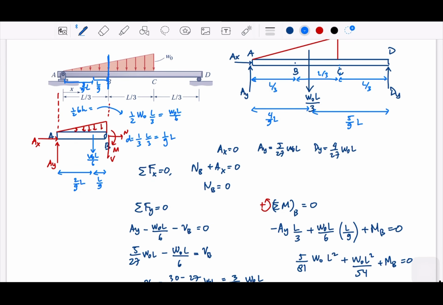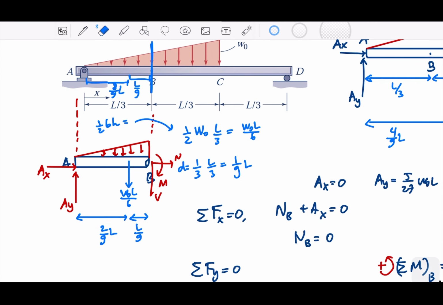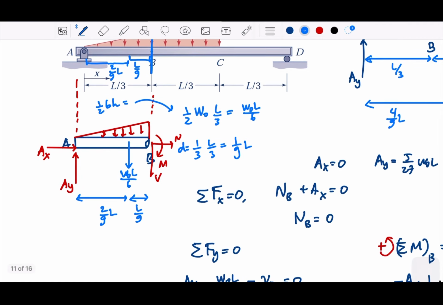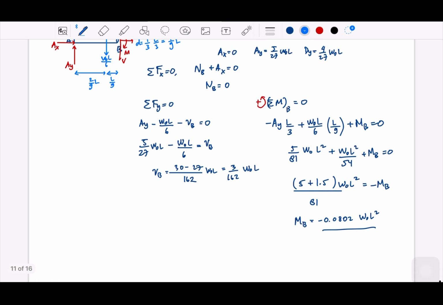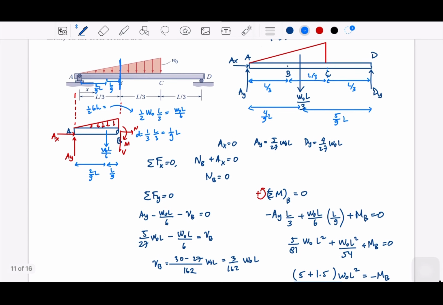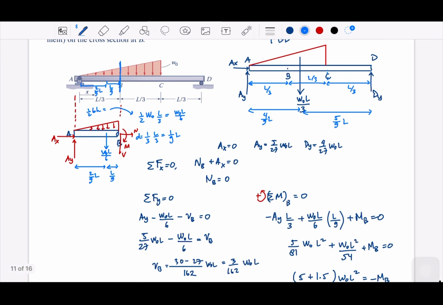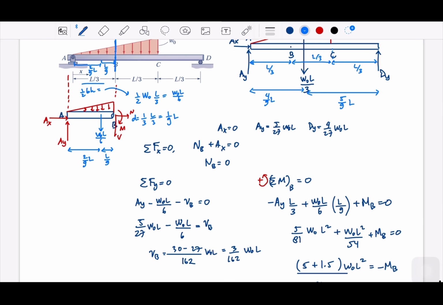Just to notice that I made a small mistake here. This should be 2 over 9. But it doesn't really affect our calculation, so it's still the same results, but the distance here is different. I wrote 8 over 9 because I thought it was L, but I remember this is L over 3. But the result should be the same.